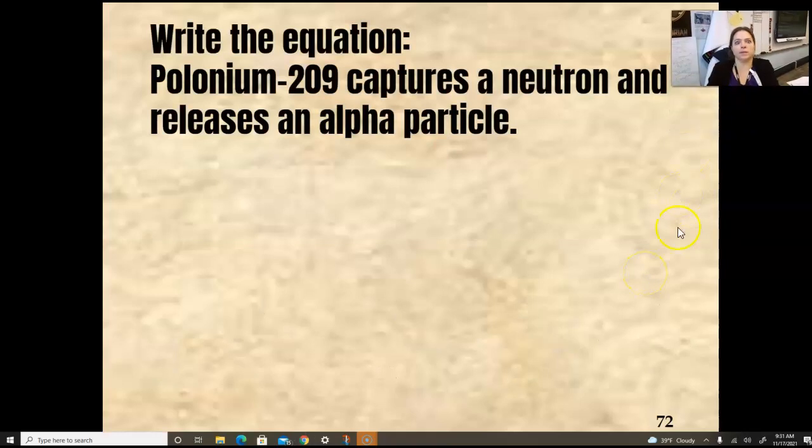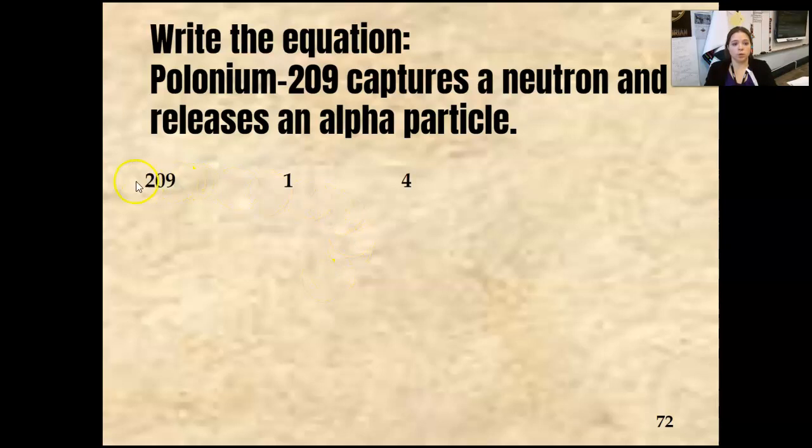So how do we write this equation? Because it's kind of crazy. So let's look at polonium-209 when it captures a neutron and releases an alpha particle. So we already know 209 is at the top. We have 1 for the neutron and 4 for the alpha particle. So we have polonium, neutron, and an alpha particle. And we got to figure out what that's going to be. So next, we've got 84, you know that's a 0, you know that's a 2. So now we just got to figure out what this is.